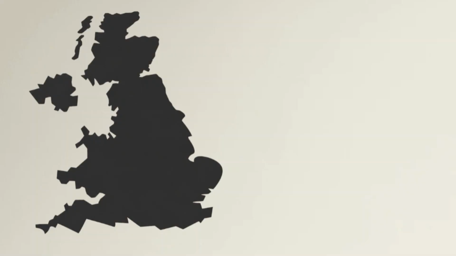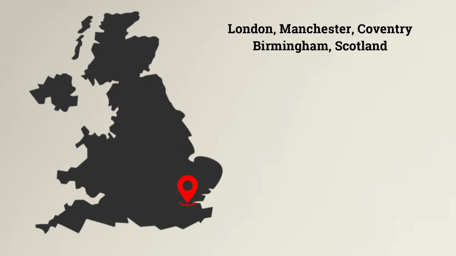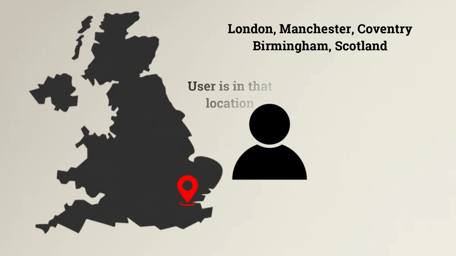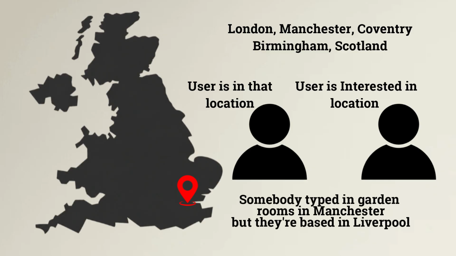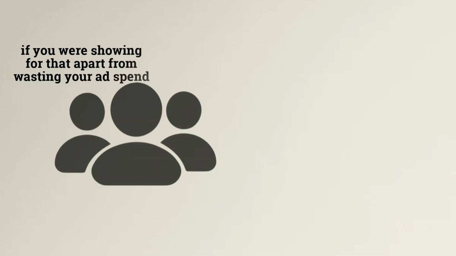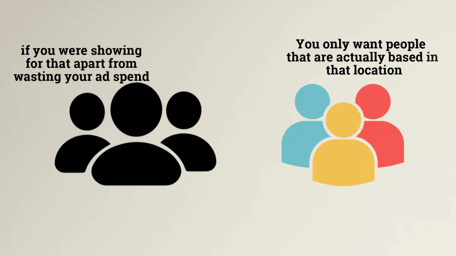This next one on location is quite sneaky. When you set a location, whether that's say London, Manchester, Coventry, Birmingham, Scotland, wherever it may be, Google will automatically default it to whether the user is in that location or they're interested in that location. Now, if you're a service-based business, you don't want anyone that's interested in that location. For example, let's say somebody typed in garden rooms in Manchester, but they're based in Liverpool. If you were shown for that, apart from wasting your ad spend, you only want people that are actually based in that location. And you simply want to change this setting to presence only, and I'll show you how to do that.